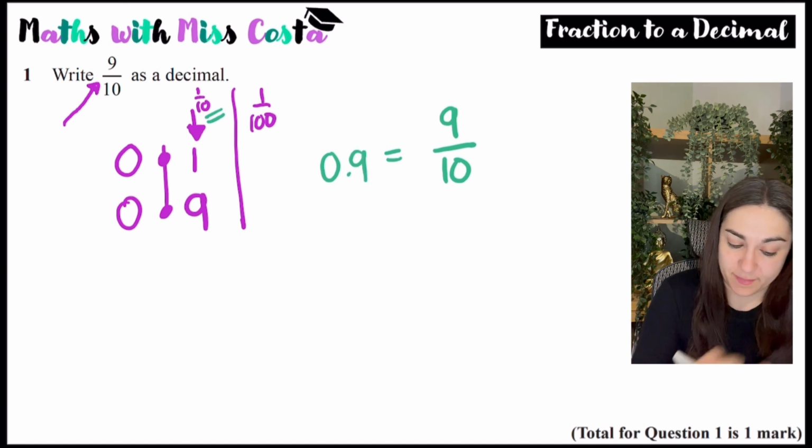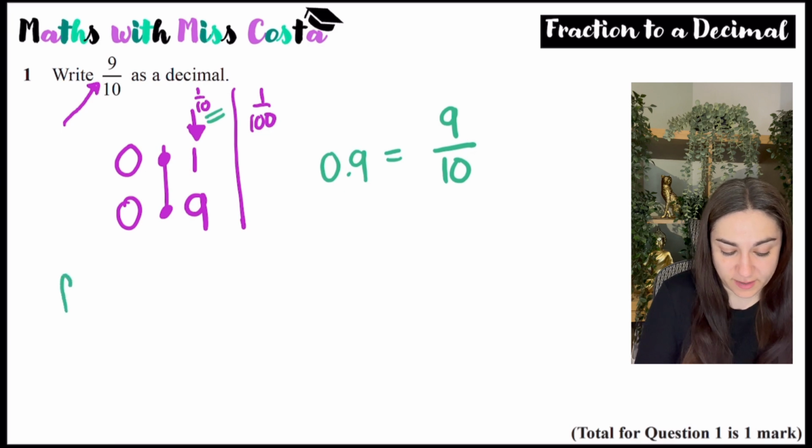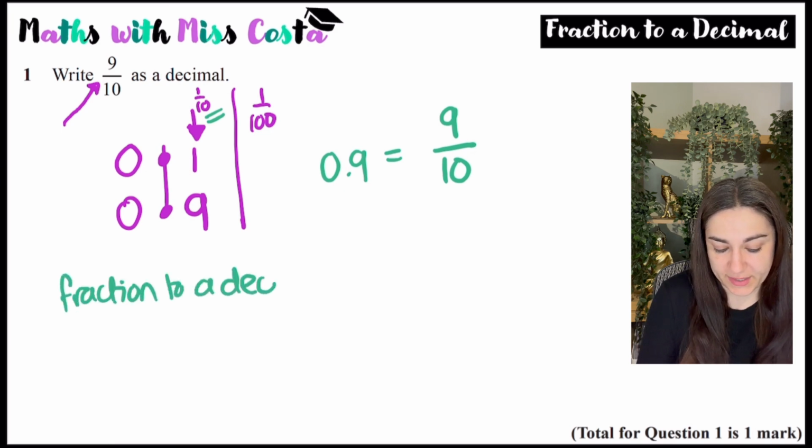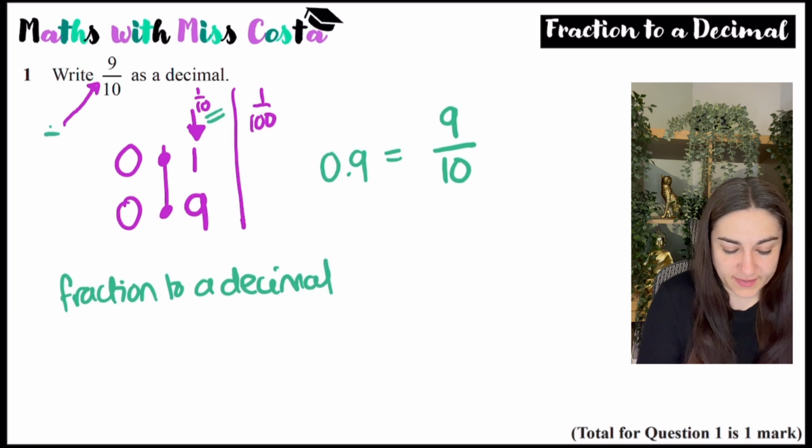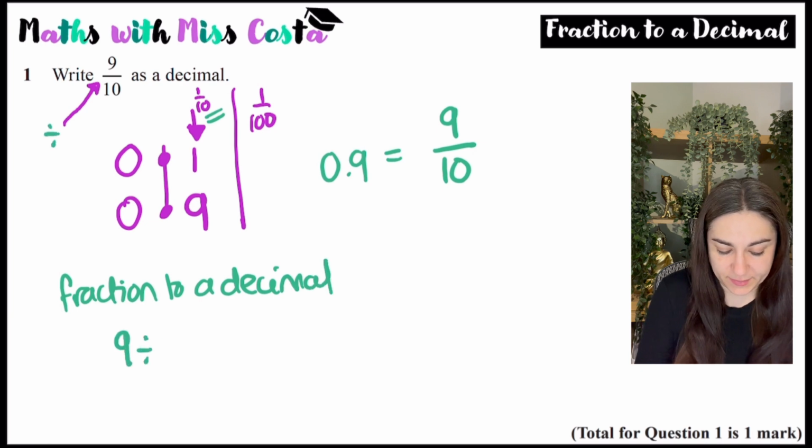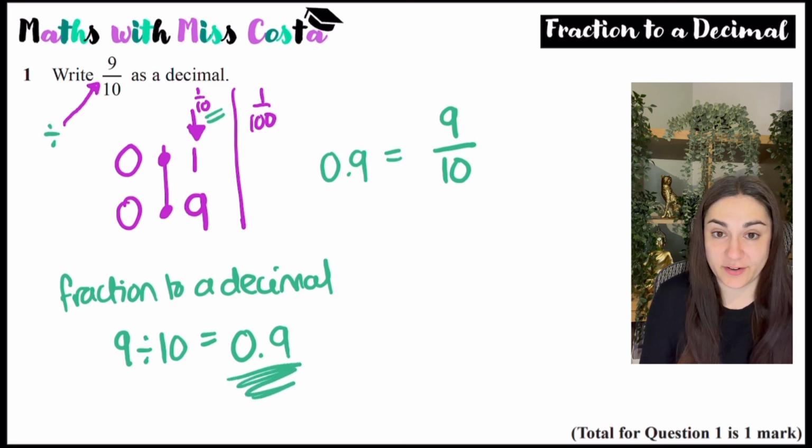But if we don't like that method, another thing we can do to turn a fraction to a decimal is use a calculator. This little line here means divide, so we just write 9 divided by 10 into our calculator, and that would give me 0.9.